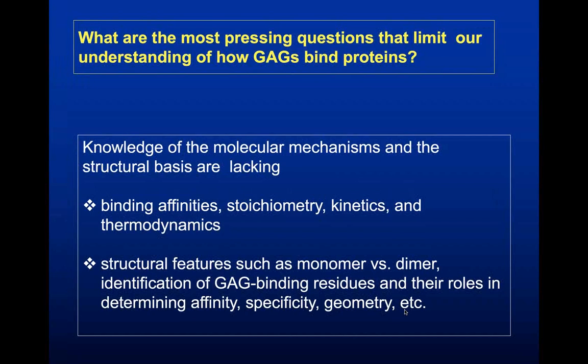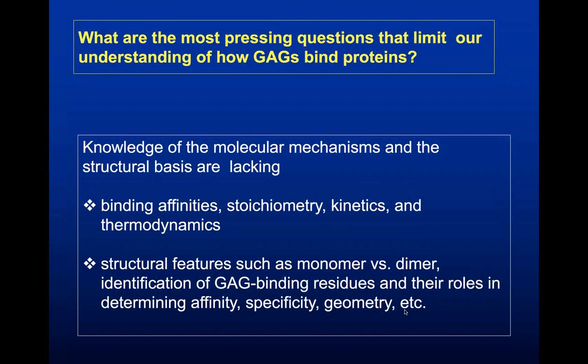Okay, so once again, as I alluded to earlier, what are the most pressing questions that limit our understanding of how GAGs bind proteins? The fact remains that the molecular mechanisms and the structural basis are lacking. We know very little of how GAGs interact with proteins, and even that for very few proteins, like thrombin and maybe a couple of proteases. Intrinsic to that information, then, in general for GAGs: what are the binding affinities? It depends upon the length of the GAG you use, the nature of the GAG you use, and the technique you use. You can get very different answers.